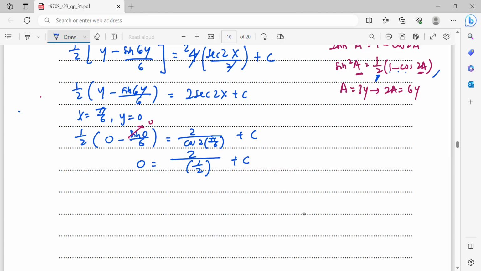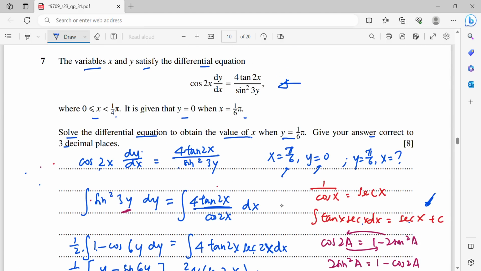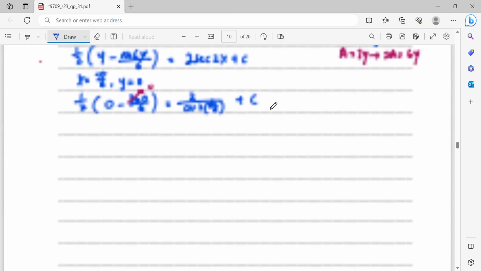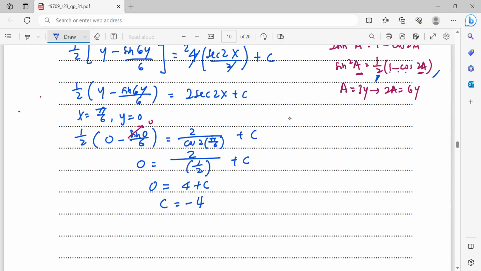Okay, which means now 0 equals 4 plus c. So my c is negative 4. Now the question is asking for what is the x when y equals pi over 6, with x correct to 3 decimal places. So now we do not need to get y as the subject, just substitute this c in the general form, or in the general solution.